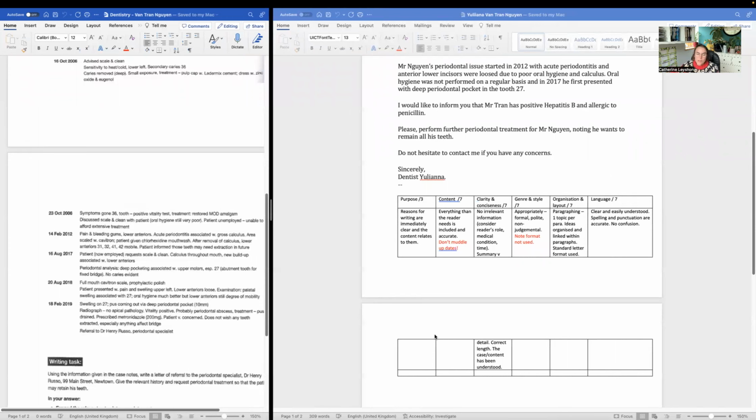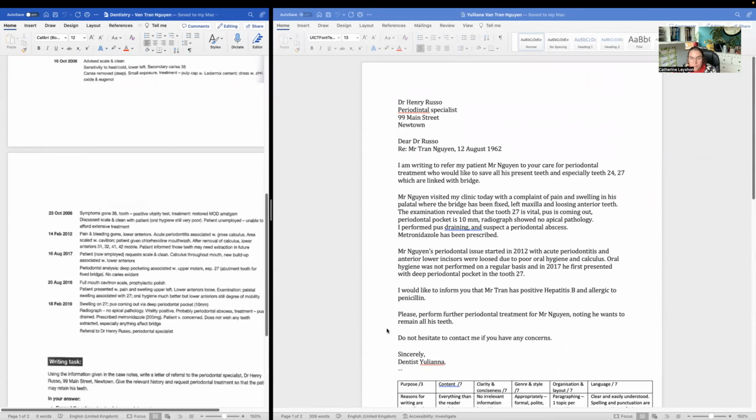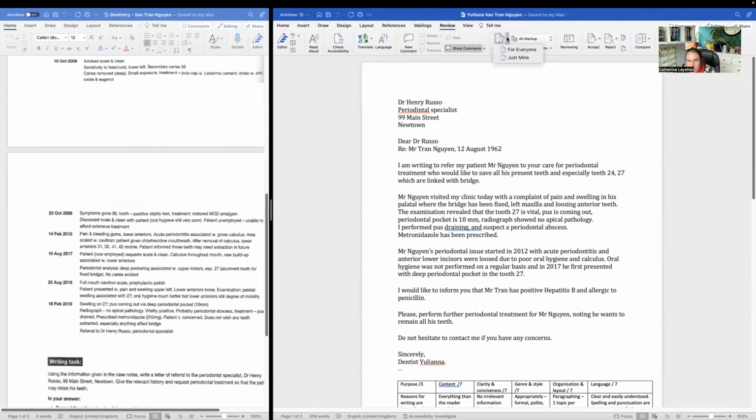So let's have a look at Yuliiana's work. Oh, date of birth. I'll tell you what, I'll put this on track changes so that we can see what's going on. Date of birth. So this again, it looks like a good length and it's well laid out. Names have been spelled correctly. It's a good starting point.